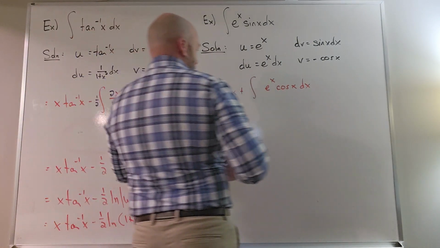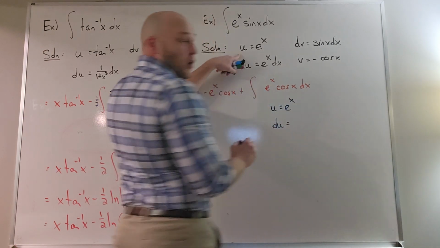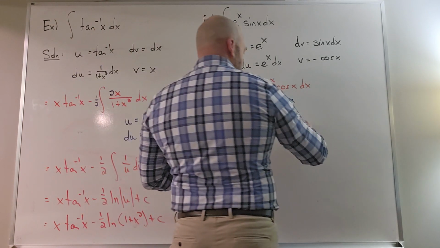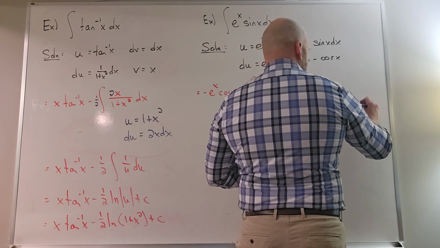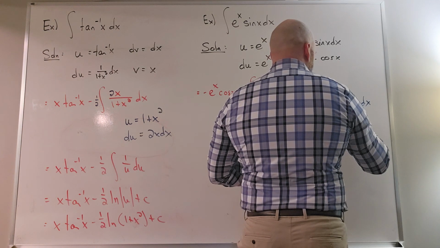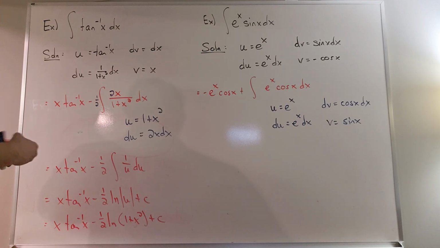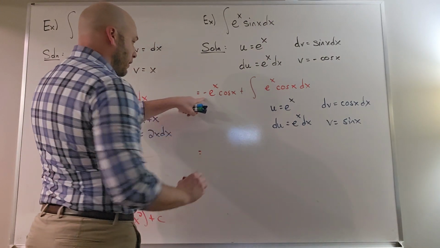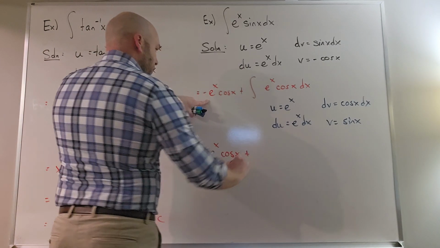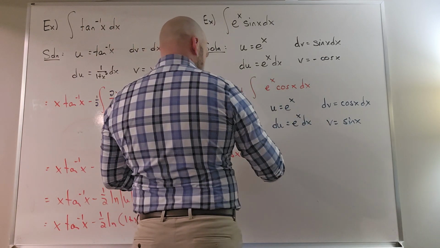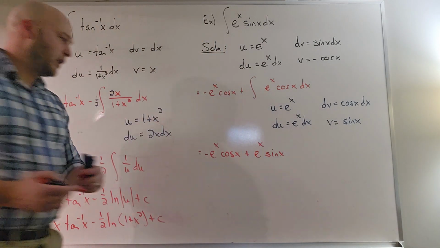Now I'm going to say u is e to the x again, because it worked so well the first time. So du would be e to the x dx. dv would then be cosine of x dx, and v would be sine of x. Let's see what we got. First and foremost, I still have this first term, plus now I've got uv, minus the integral of v du.